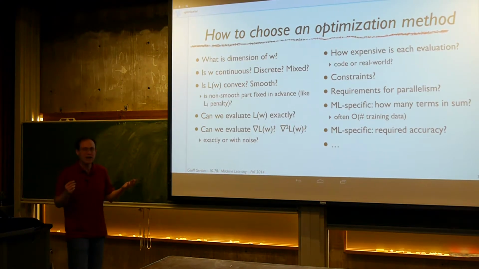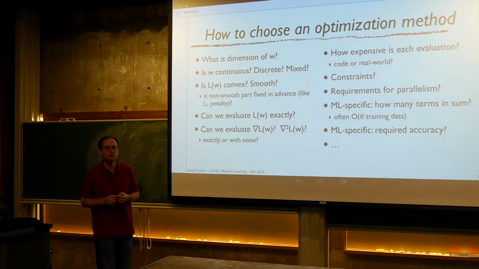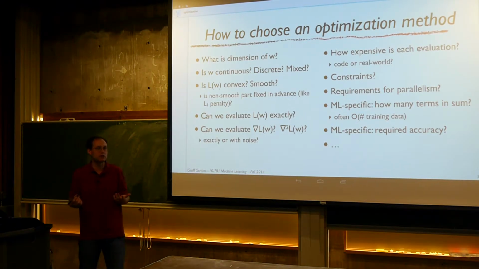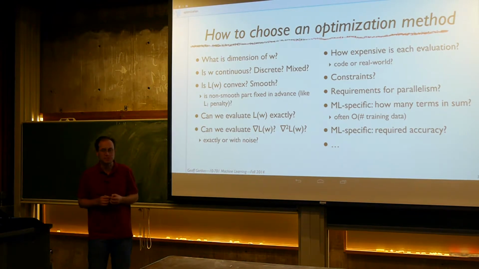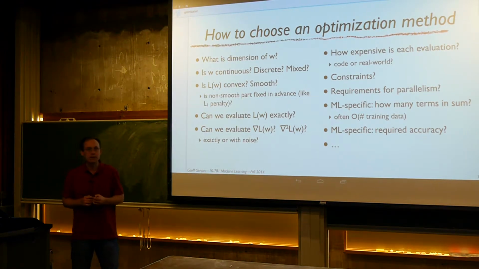So the question is just how many terms are there? Do you have 1 billion training examples, or do you have 100 training examples? You're going to want to run very different optimization algorithms in those two cases. And then the last thing that's machine learning specific is the required accuracy. If you look up optimization in a textbook, a lot of times the goal will be to get you down to the optimum to within the numerical precision allowed by your machine, something like 10 to the minus 10.